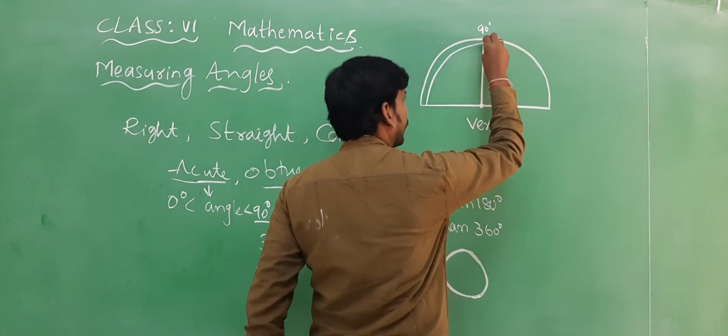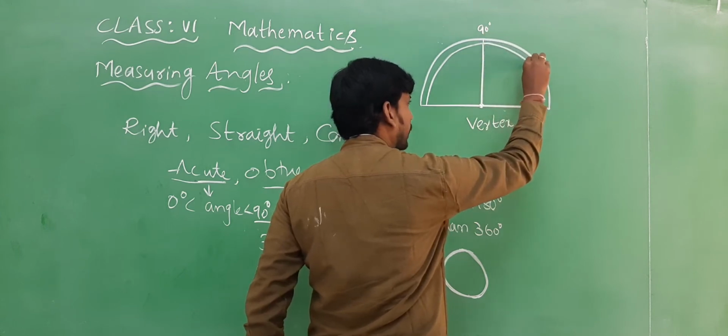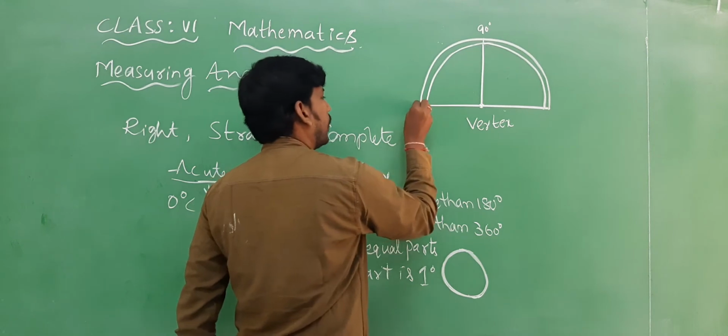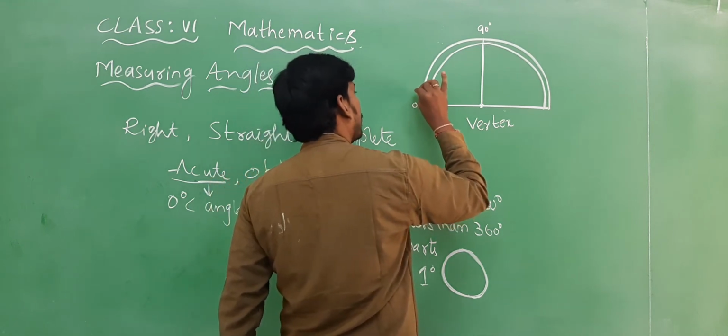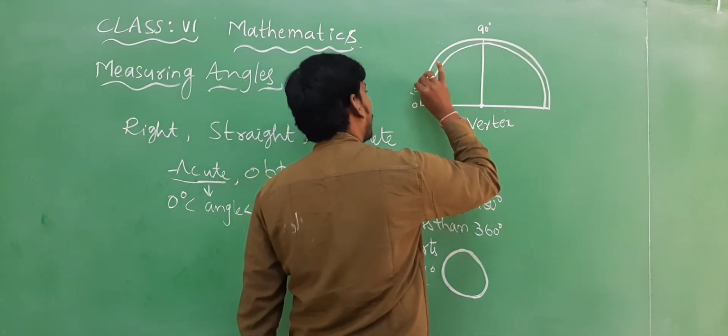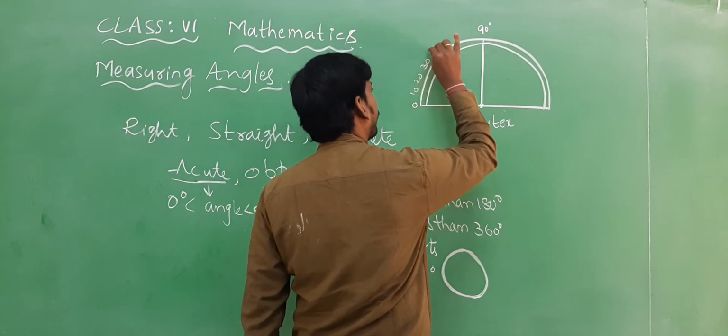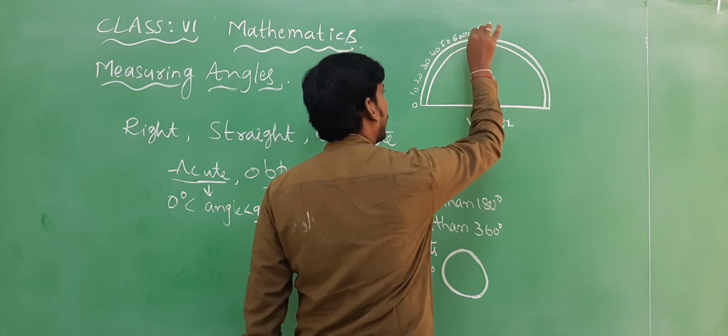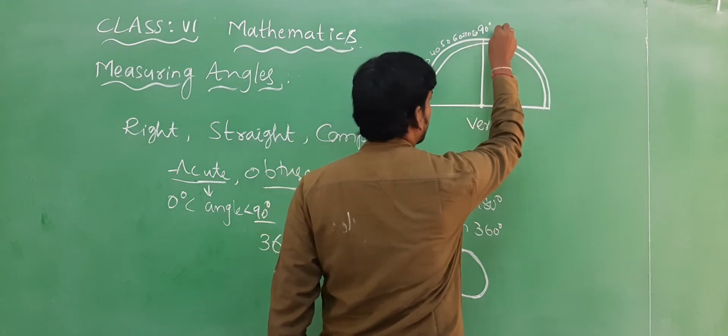So by using this protractor we will measure the given angle. Here it is 0, right? 0, 10, 20, 30, 40, 50, 60, 70, 80, 90, 100, and this is 100.